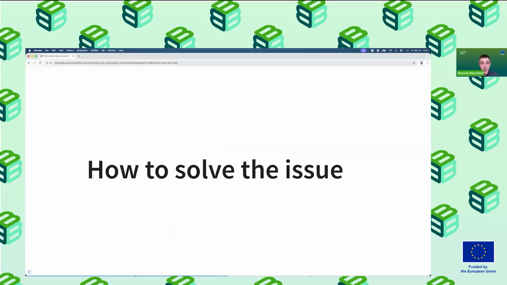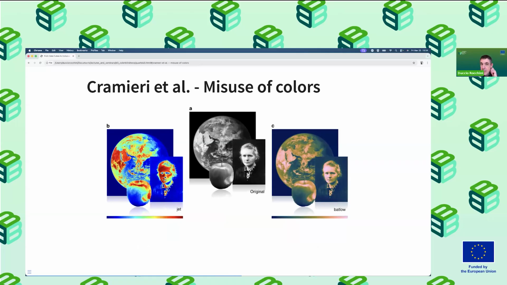So how to solve the problem? We introduced the problem together, now let's solve it. There is this paper about the misuse of colors, coming out from Crameri in Nature Communications. It basically shows that if you use the rainbow color palette, you are increasing the discrimination among objects, but in these cases, colorblind people cannot see anything. So you can move towards other kinds of continuous legends, continuous color ramp palettes.